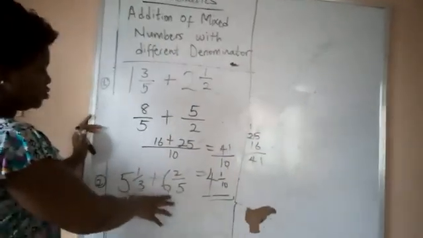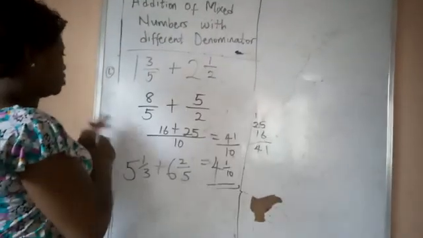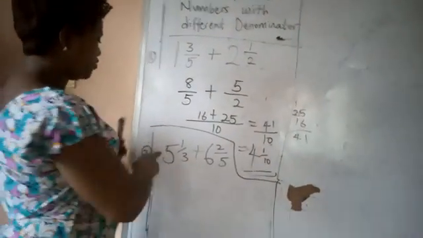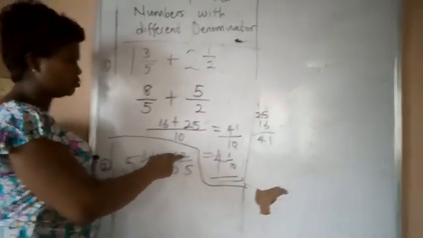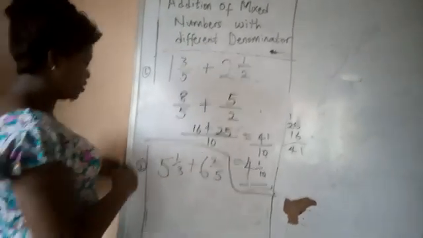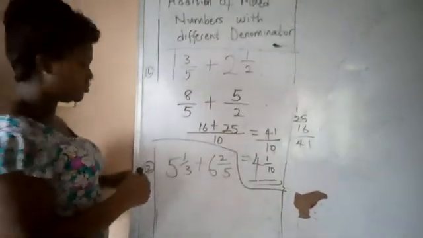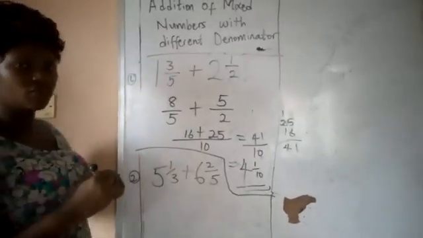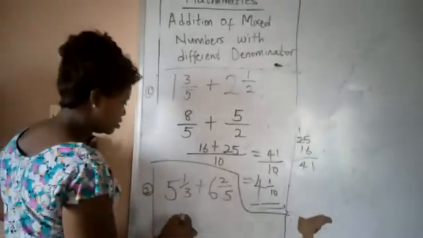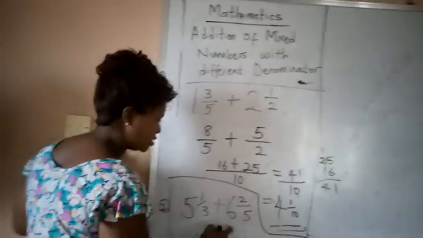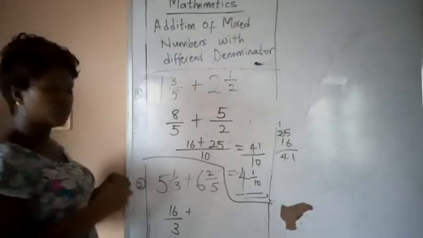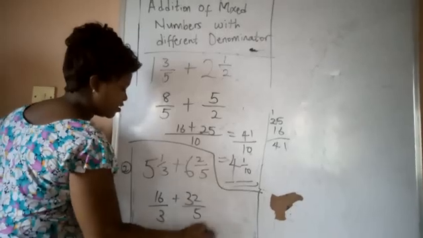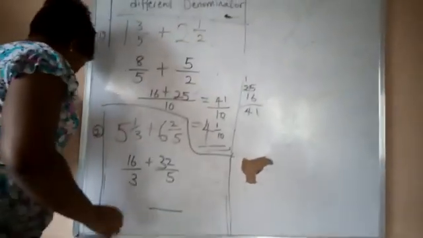Now I'd like us to do this number 2. Please don't mix it up, this is separate. So here we have 5 whole number 1/3 plus 6 whole number 2/5. What do we do here? Change it to an improper fraction. You say 3 times 5 is 15, plus 1, 16/3. Plus 5 times 6 is 30, plus 2, that's 32/5.